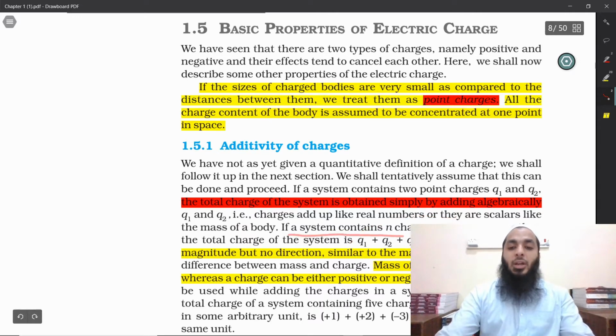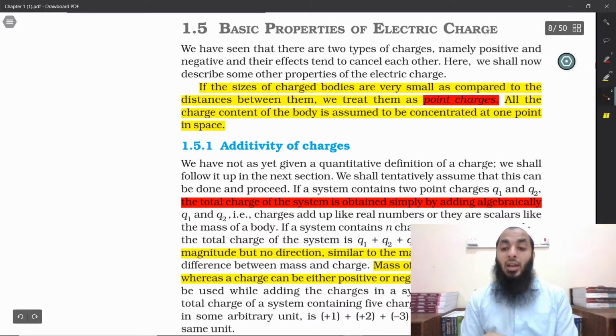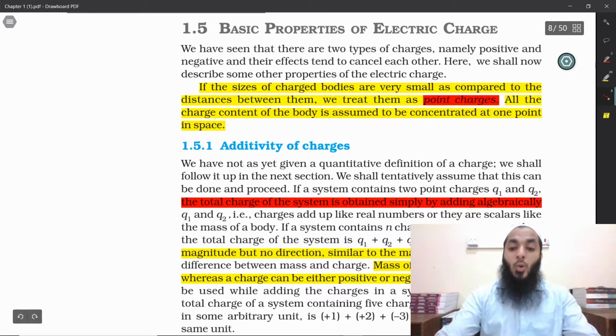If a system contains n charges q1, q2, q3, and so on up to qn, then the total charge of the system is q1 plus q2 plus q3 plus so on plus qn. The charge has magnitude but no direction, similar to the mass. So clearly charge is a scalar quantity because it has magnitude but no direction. However, there is one difference between mass and charge.